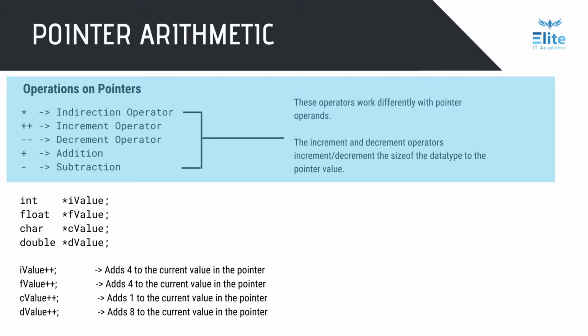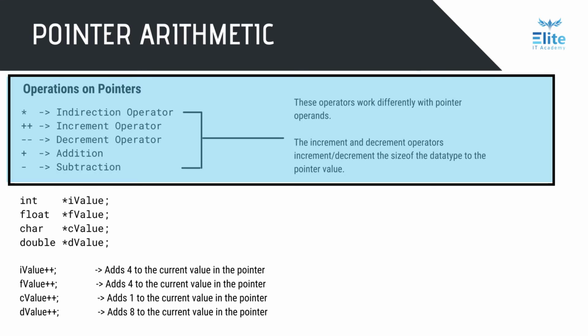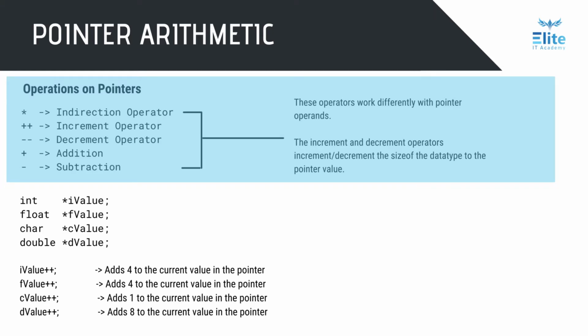Let us now see different kinds of operations that can be performed on a pointer variable. Unlike int, float, and long data types, you cannot perform all arithmetic operations on a pointer variable. The only operators you can perform are plus, minus, plus plus, and minus minus operators. Secondly, the results of these operations are different than expected. Let us see how pointer arithmetic works.